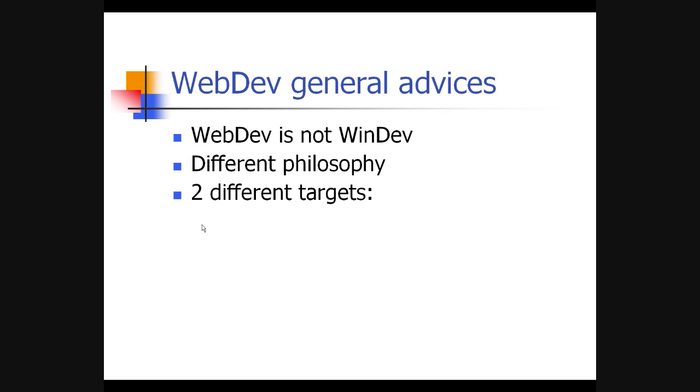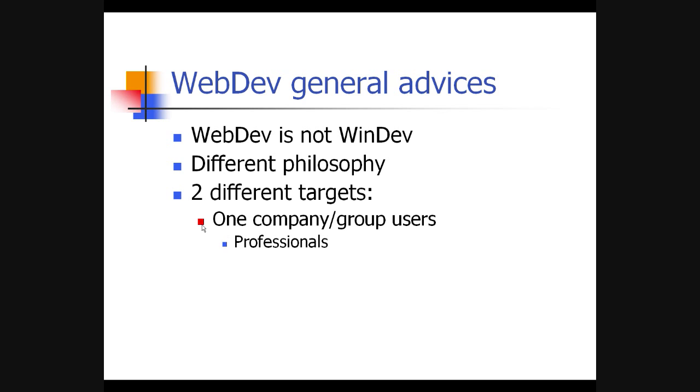Then you have to realize that when you develop for the web, you can have two different targets. The first one is when you develop a website for one company or one group of users, a specific one. It can be an intranet, it can be an extranet, it can be for an association, a company, a sports club, whatever it is. But when you are developing for one specific group of users, you are in a different situation and you shouldn't do the same thing.